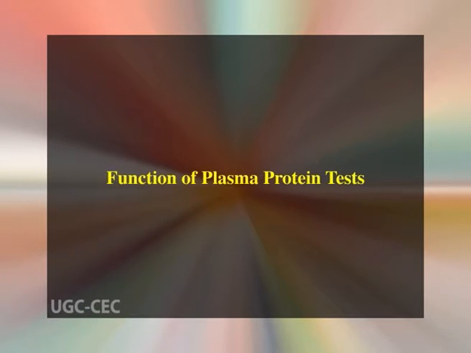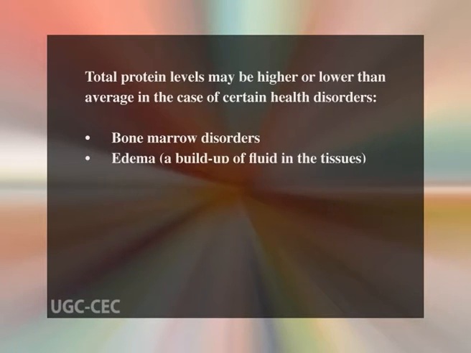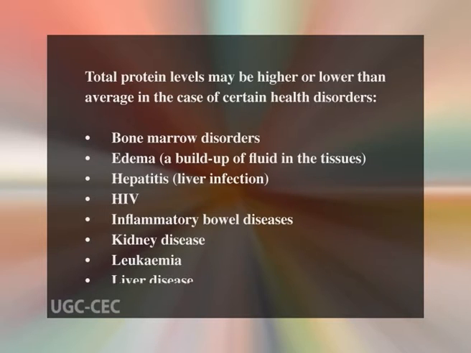Now the functions of plasma protein tests. Doctors order plasma protein tests in order to measure the amounts of specific proteins in the blood. Total protein levels may be higher or lower than average in the case of certain health disorders. These include bone marrow disorders, edema, which is a build-up of fluid in the tissues, hepatitis, that's a liver infection, HIV, inflammatory bowel disease, kidney disease, leukemia, and liver disease.